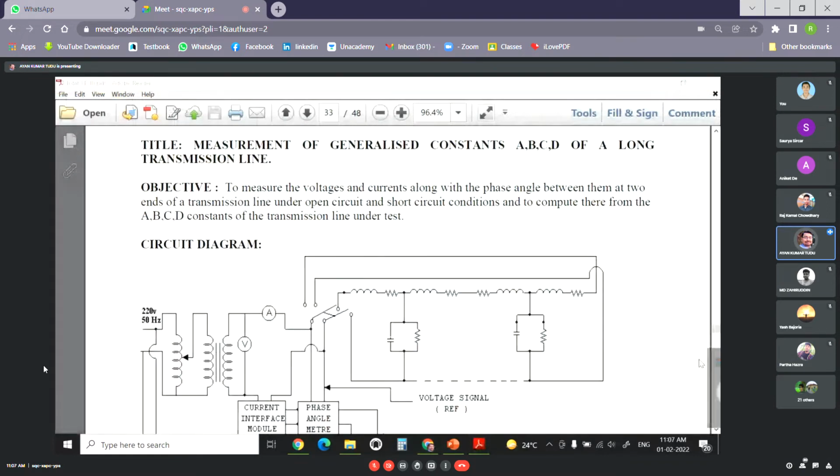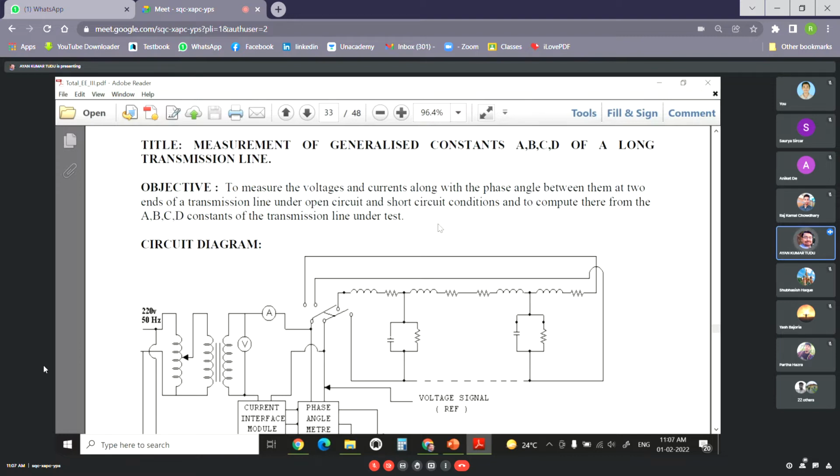So as you can see, we are talking about measurement of generalized constants ABCD of a long transmission line. What we'll be trying to do is measure the voltages and currents along with the phase angle between them at two ends of a transmission line, under open circuit and short circuit conditions, and to compute therefrom the ABCD constants of the transmission line on the test.